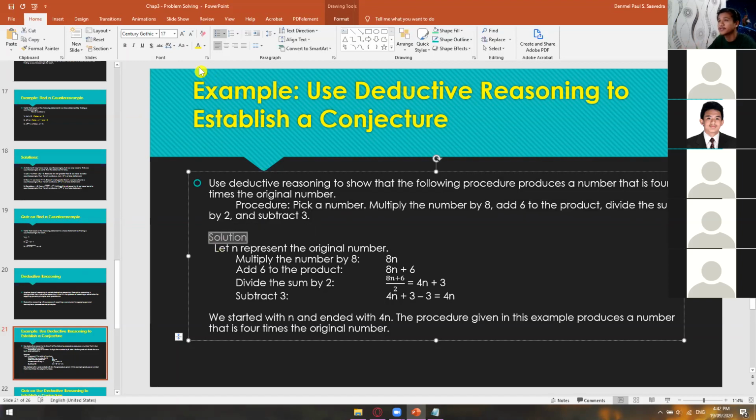Okay, so here's the solution. Let n represent the original number. Multiply the number by 8, so we have 8 times n, which is 8n. Then add 6 to the product, so 8n plus 6. Then divide the sum by 2, so we now have (8n plus 6) divided by 2. Simplifying, we get 4n plus 3. Then subtract 3. So 4n plus 3 minus 3 is equal to 4n.